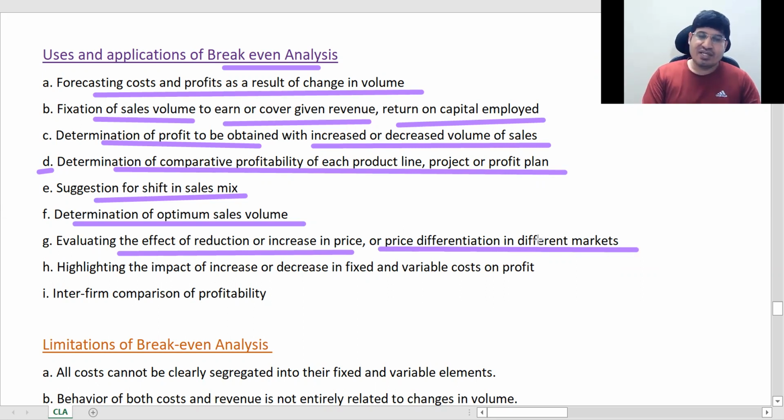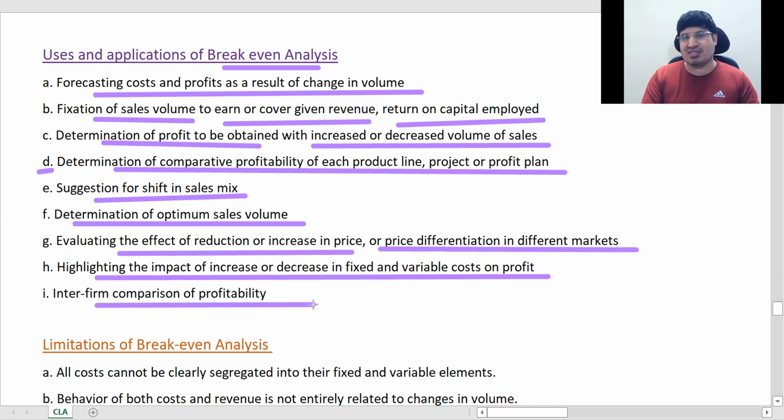Okay. ठीक है. फिर highlighting the impact of increase or decrease in fixed and variable cost on profit. ठीक है. ये तो हम देखते ही हैं. Correct. Inter-firm comparison भी किया जाता है. Same comparison आप जब when you do it for two different firms, it becomes an inter-firm comparison.